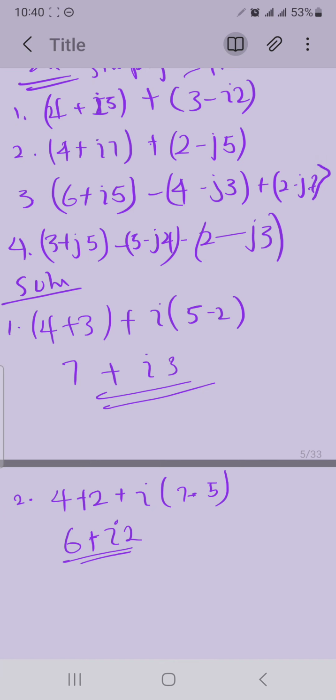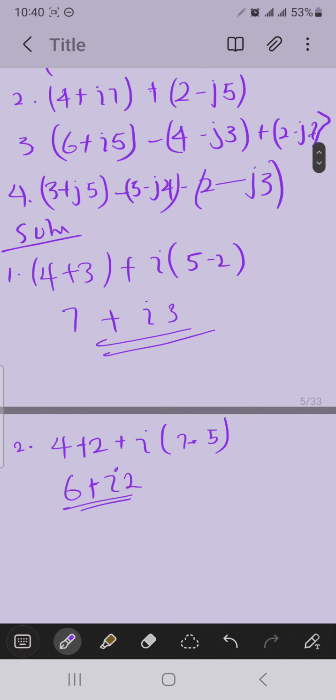Okay, let me do the minus. Let me show you the minus. So now, if this were to be minus, this minus is going to open the bracket. If it were to be minus, the minus is going to open the bracket. And I hope you understand what I'm saying. So the third one, it states that we have 6 minus 4, and the minus is going to open the bracket for you. That's what it means. So it will be 6 minus 4 plus 2, plus i into bracket.